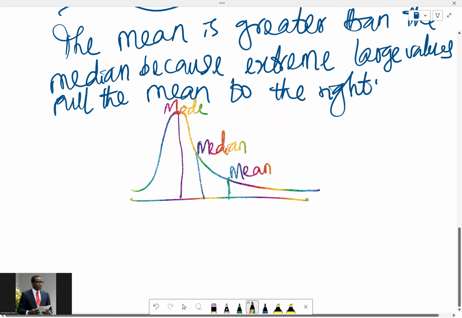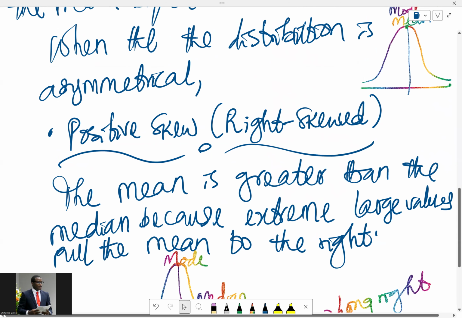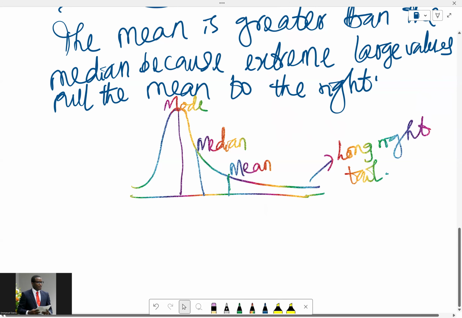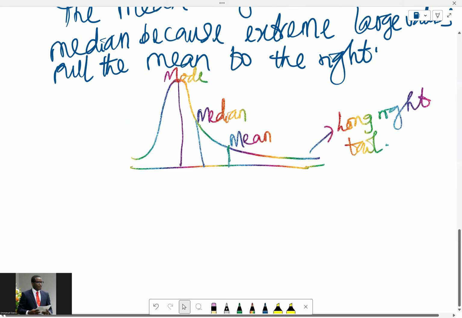In that case, you see there you have a long right tail. This is the tail now. There you say it is positively skewed or right skewed, because the mean is greater than the median, because probably you have some outlier data making it spread out that way. So that's the first situation for positive skew.